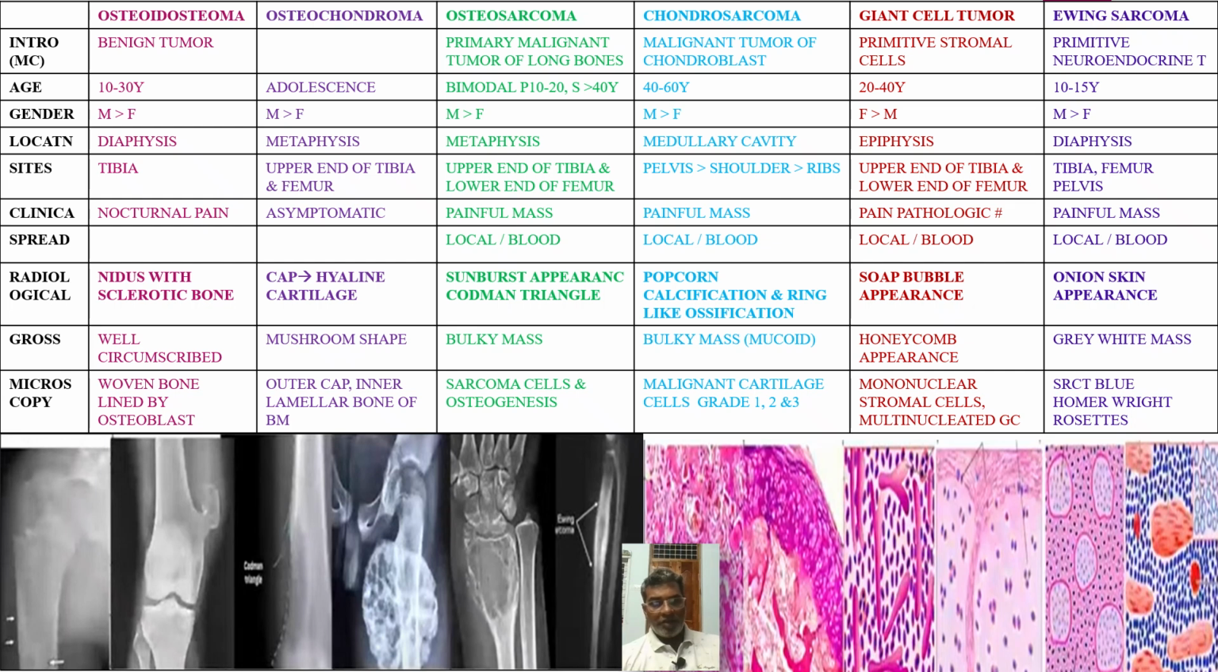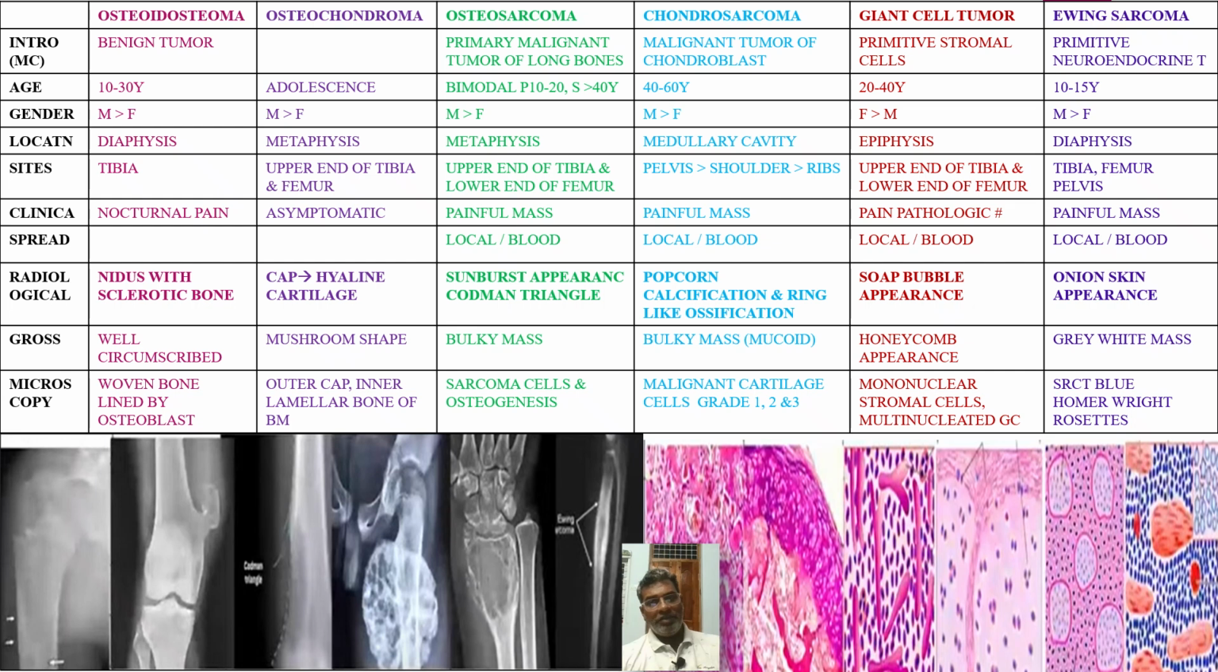Soap bubble appearance on radiology and honeycomb appearance on gross examination. You can appreciate multinucleated giant cells, but the mononuclear stromal cells are the tumor cells. So two types of cells: mononuclear stromal cells and multinucleated giant cells.